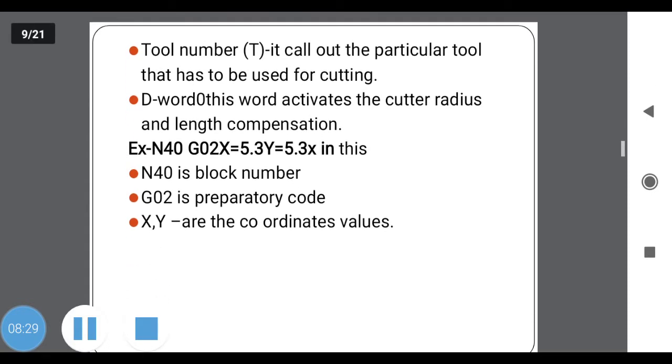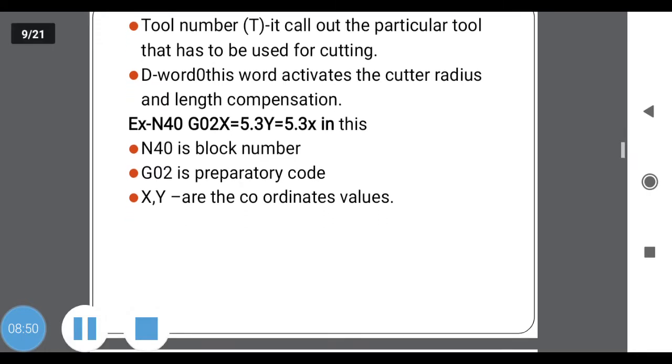Next one is D. This word activates the cutter radius and tool length compensation. Here we have an example: N40 G02 X5.3 Y5.3. In this, N40 is the block number, G02 is the preparatory code, and X, Y are the coordinate values.